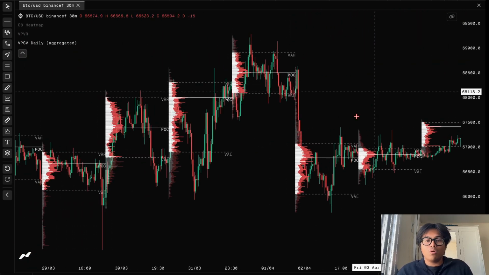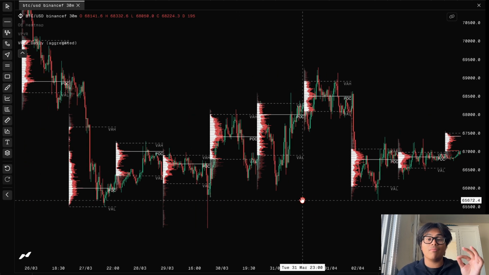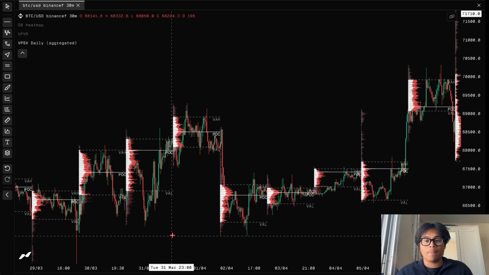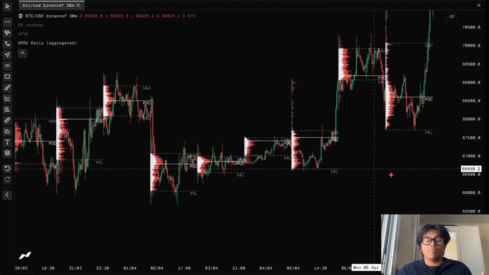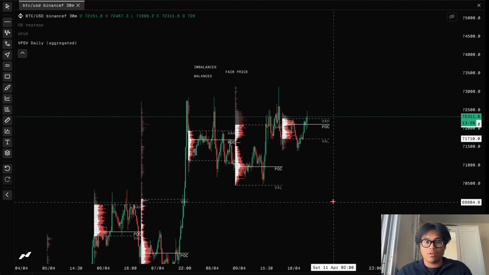This is how price moves. There's a balance and there's an imbalance. Inside of a balance, there's a fair value. Simple. There's not much needed. You have that.